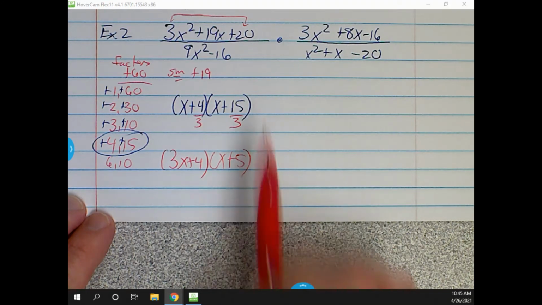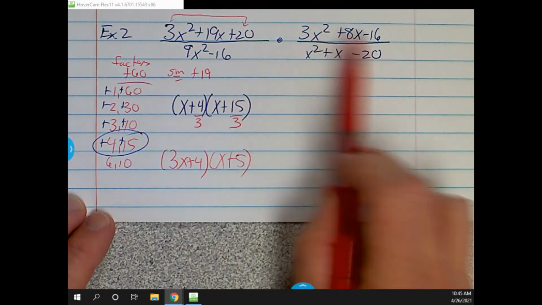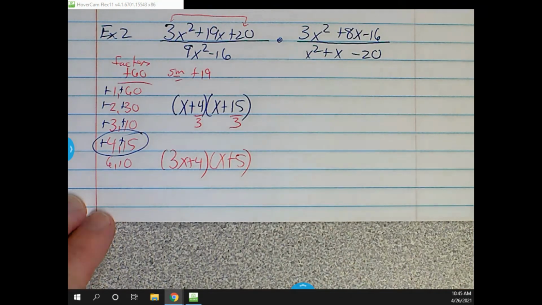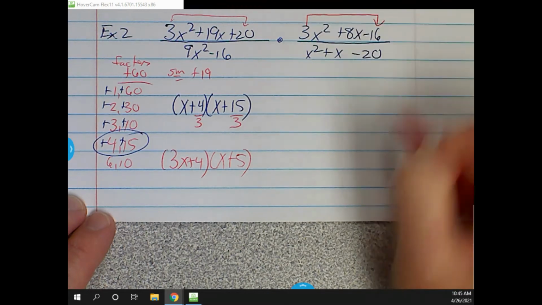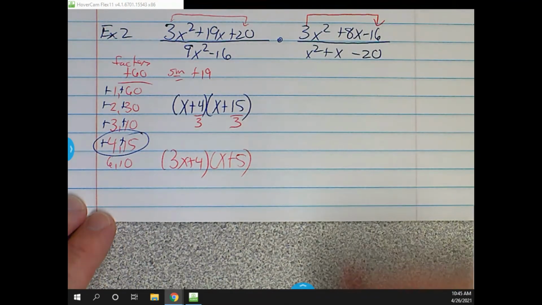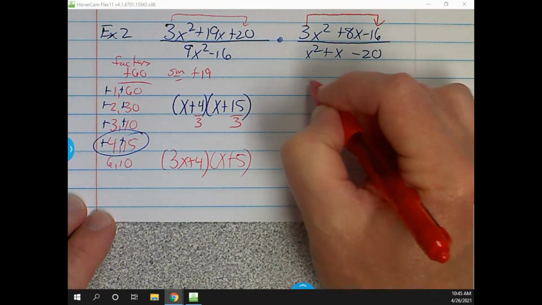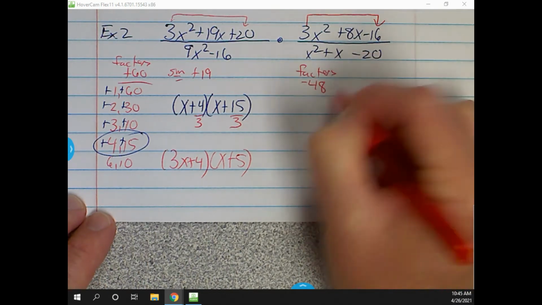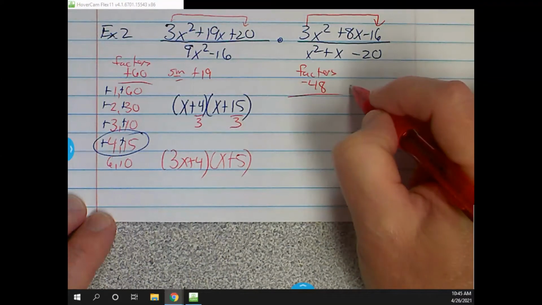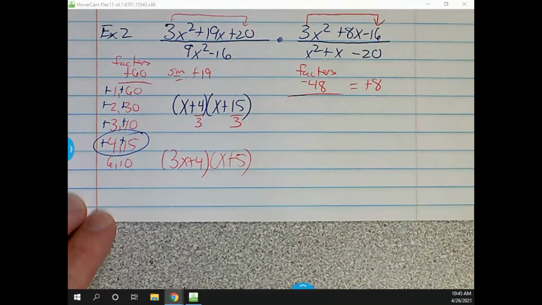Okay, and we're going to come back to this denominator here in just a second. I'm going to go ahead and work with this numerator since it's basically the same thing, just a different set of numbers. Same type setup. We've got to do 3 times negative 16, which would be negative 48. So we've got to look for the factors of negative 48 where the sum is going to equal positive 8.